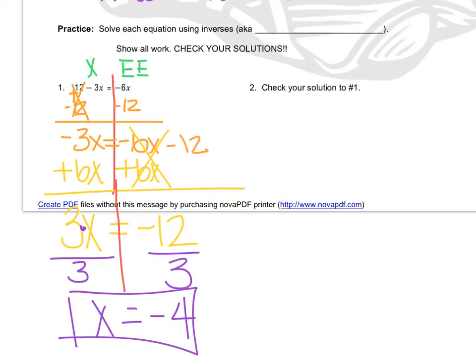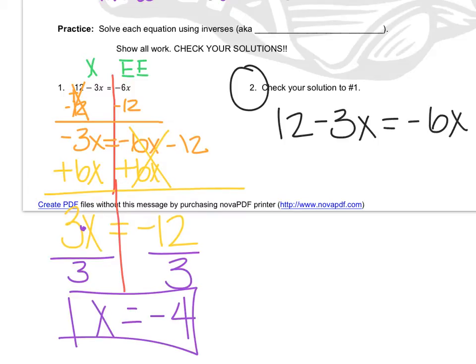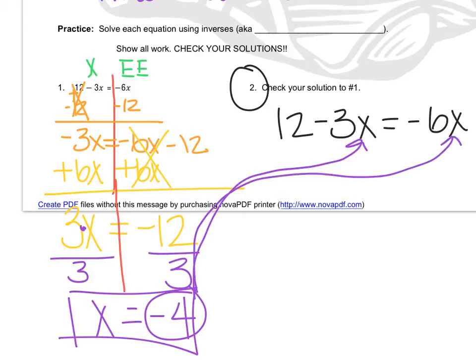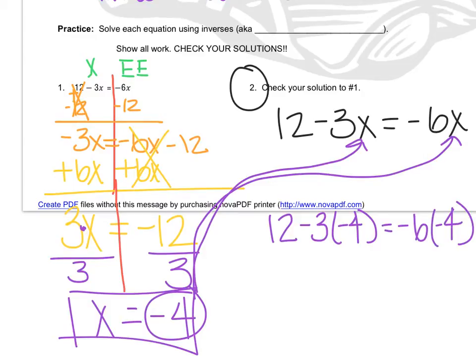Well, I'm going to check my solution here. To check my solution, that means I'm going to take my original problem, 12 minus 3x equals negative 6, and instead of x, I'm going to plug in negative 4. I want to see if it's right. And I'm going to plug it in every time I see an x. So I'm going to rewrite this as 12 minus 3, parentheses, negative 4. Remember, if you take a letter out and put a number in its place, you put that number in parentheses. So equals negative 6 times negative 4.